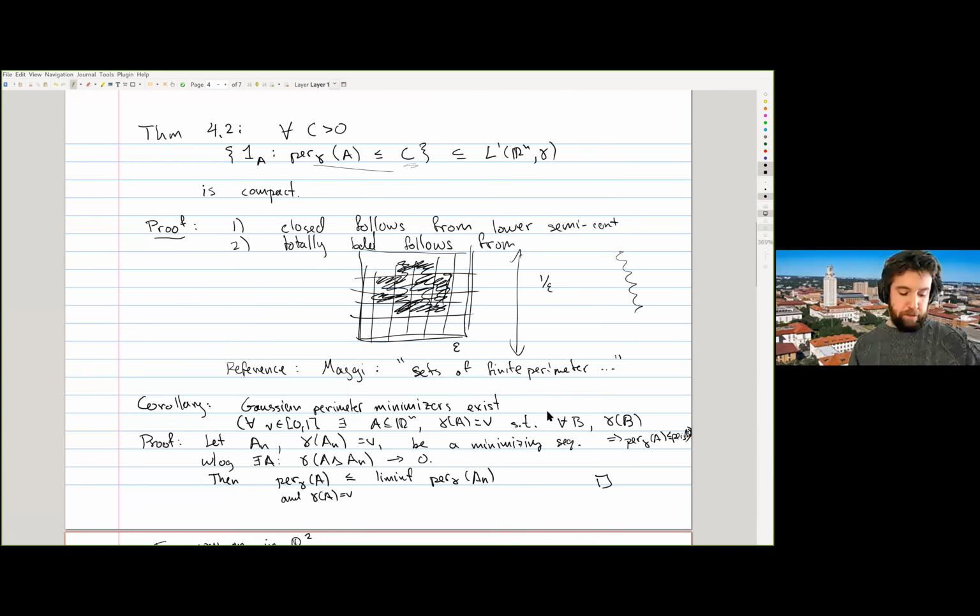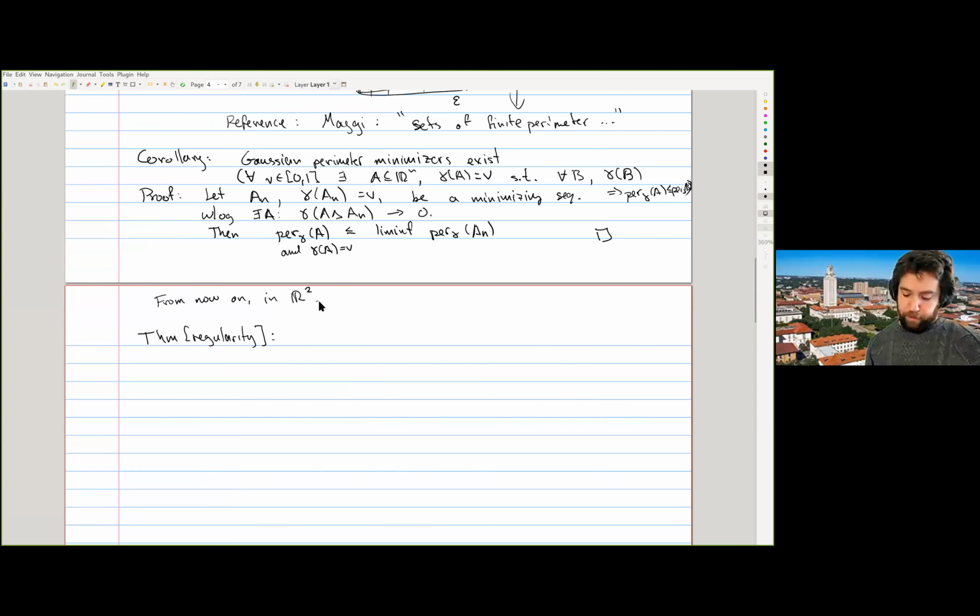So, let's see. I'm going to be working in R2, just because it will make things a little bit easier to state. If I have a minimizer, and from now on, whenever I write a minimizer, I mean a minimizer of the Gaussian perimeter with respect to the volume constraint, with respect to the constraint on the measure.